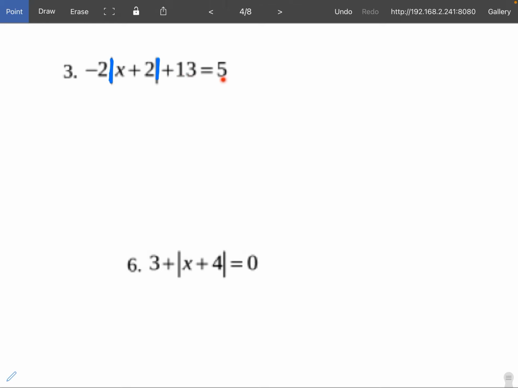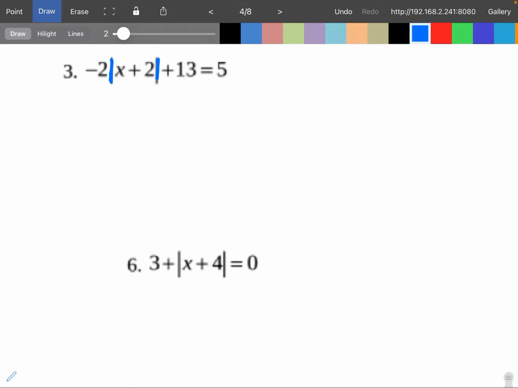Ryan? Divide by -2. You could, but then you'd have to divide everything by -2, meaning you would have to divide this by -2 and that by -2, which would give you a bunch of fractions. So I wouldn't recommend doing that first. What's your other option?